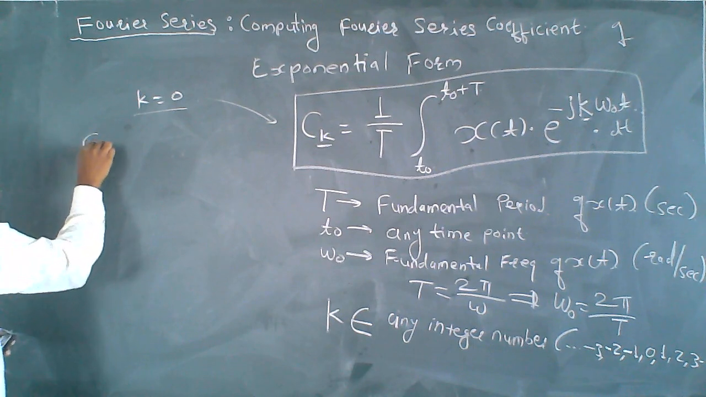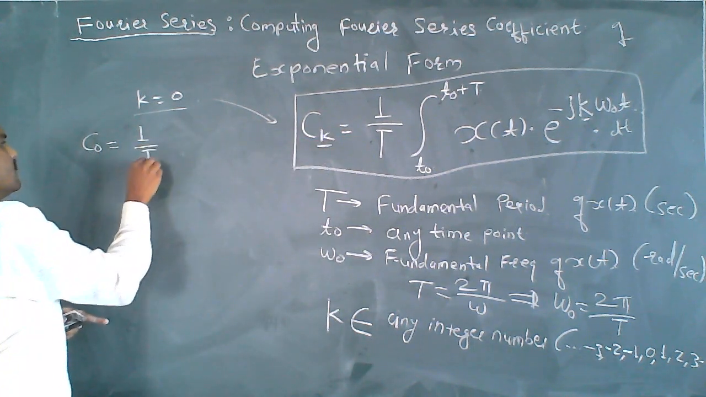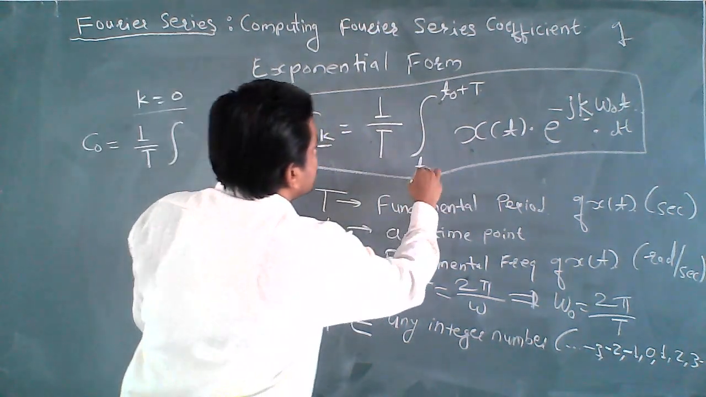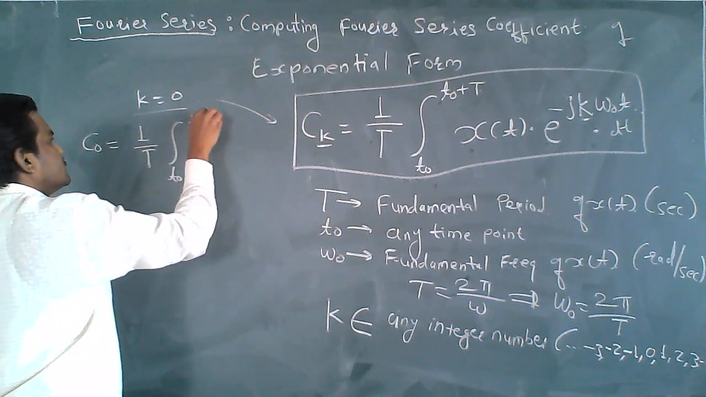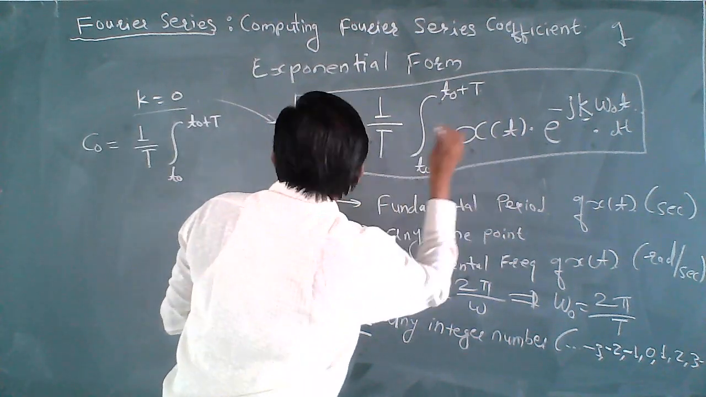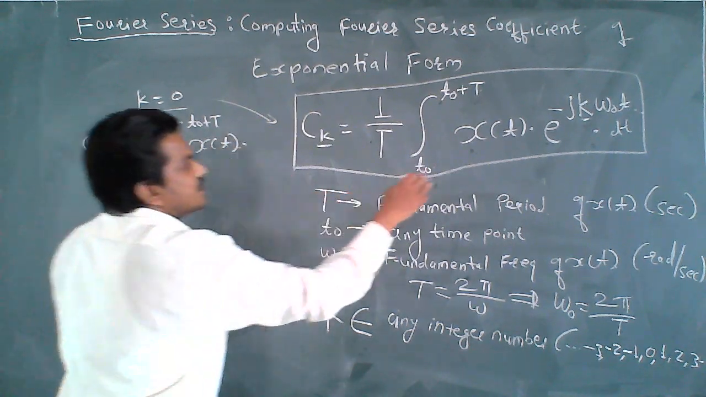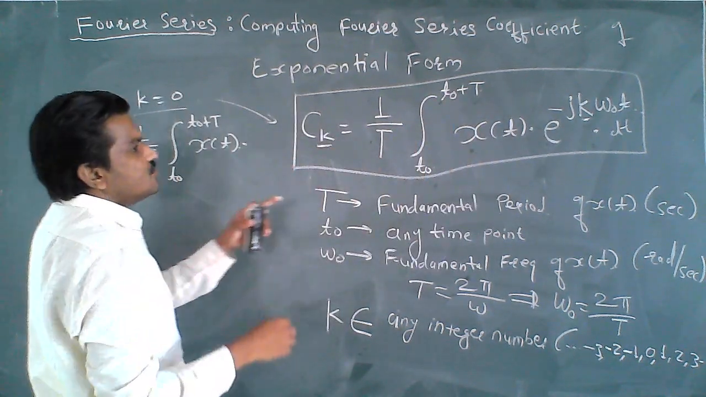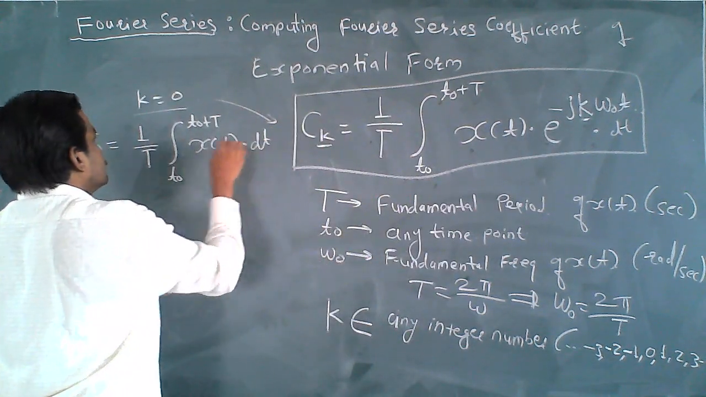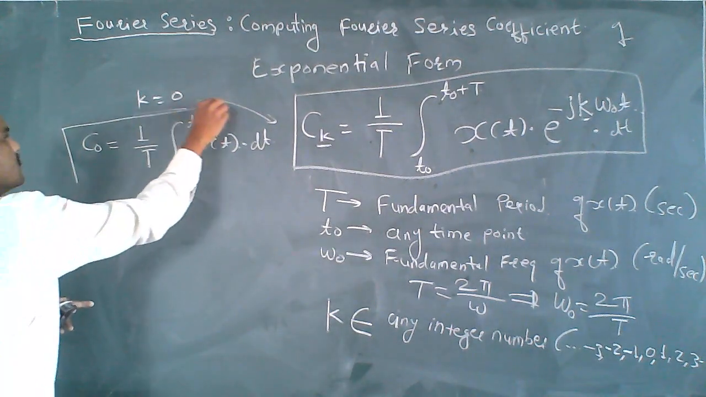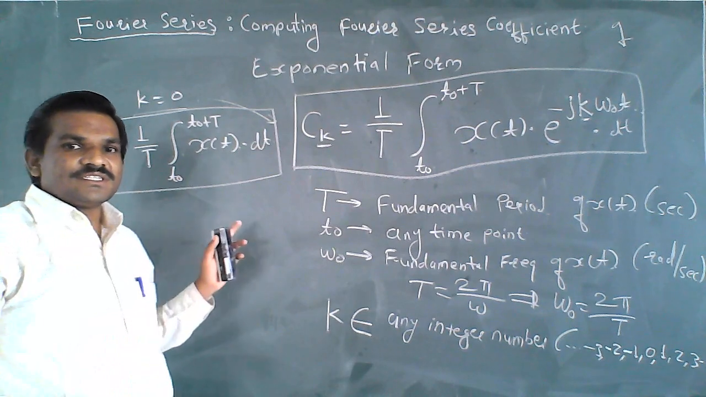So I will get c0, and what is c0? c0 is 1 by T times the integration over t0 to t0 plus T of x of t, where this term e to the power 0 is equal to 1, into dt. So this is your c0 term.